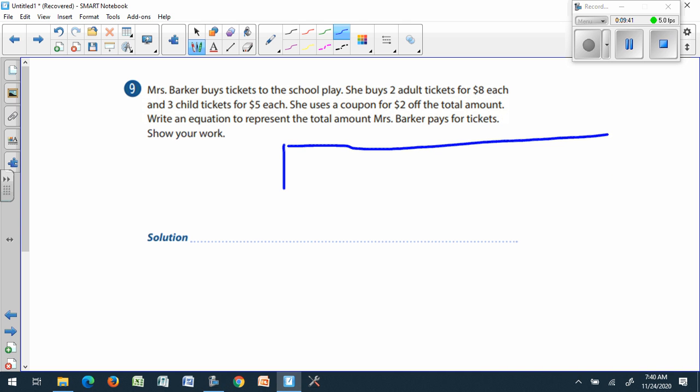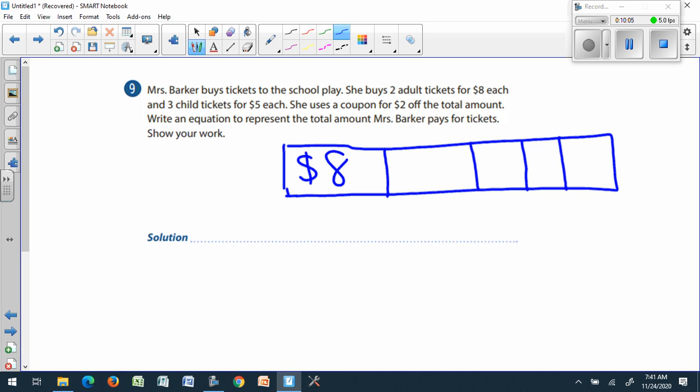So the first thing we're going to do is we're going to start with our bar diagram for tickets. Okay? If you want to pause the video and try it yourself, you can definitely do that. So first I'm going to make my adult boxes, and then I'm going to make my child boxes. Okay, so I have 5 boxes. My 2 adult tickets were $8 each. Always put the dollar sign to remind yourself that that's what you're working with. And then my 3 smaller boxes are for the child tickets, and those are $5. Okay, so that is going to be my total amount of money spent.